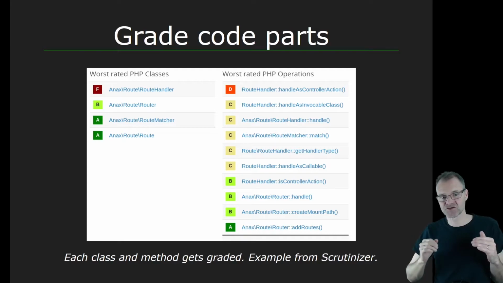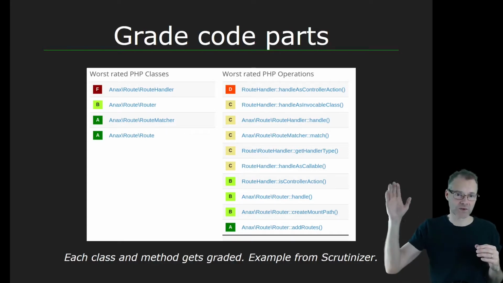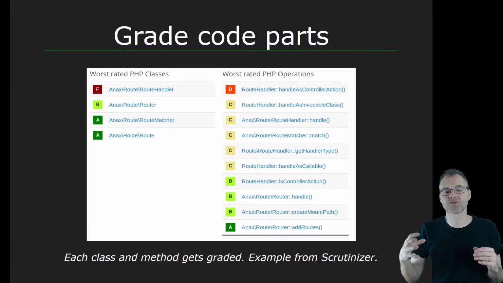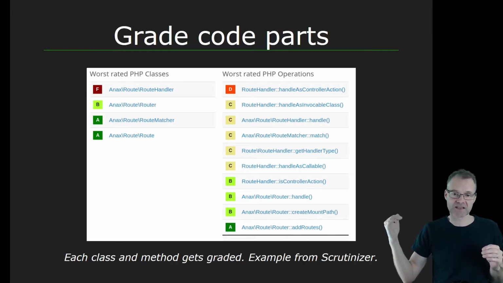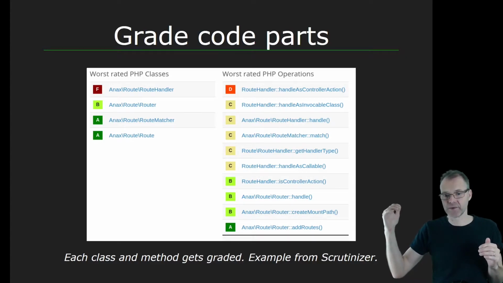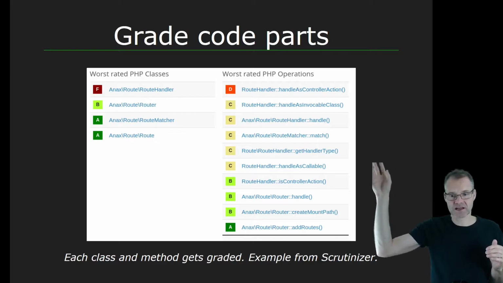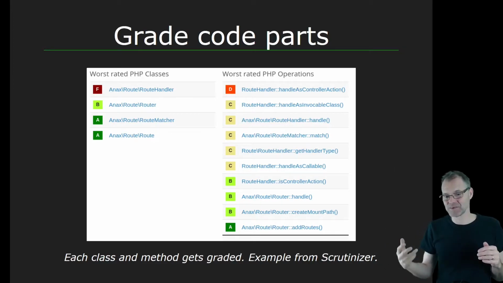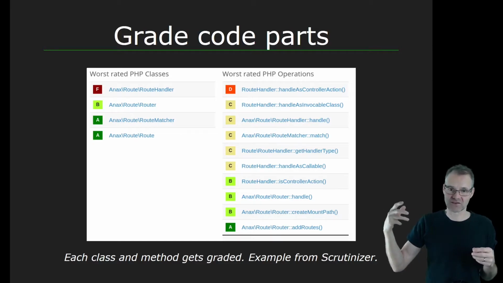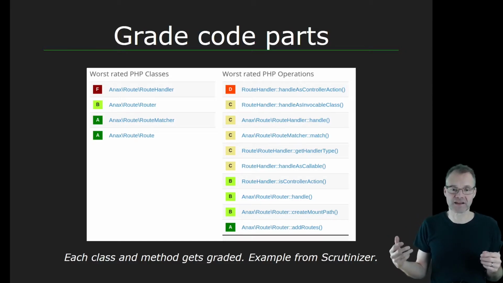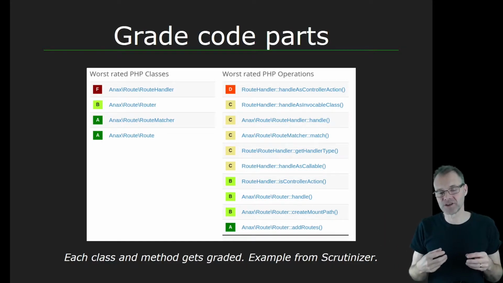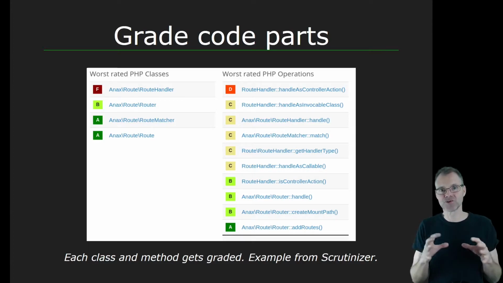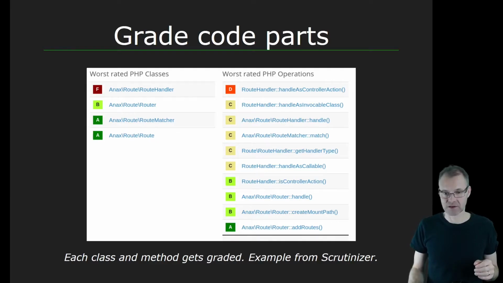So if we want to try to get a better grade on this software, we should choose that class and inspect it more thoroughly. We can also see the rating of the PHP operations. Each operation, or each method of the class, gets a grade. Here we can see that the handler's controller action on top has a D, and maybe that is the worst rated part as a method. So here we can see which methods we should go into a bit deeper if we want to improve the quality of this particular code.